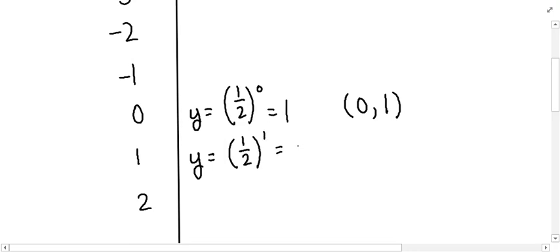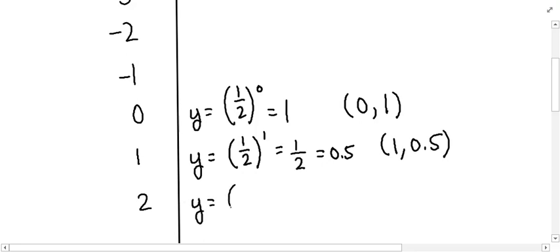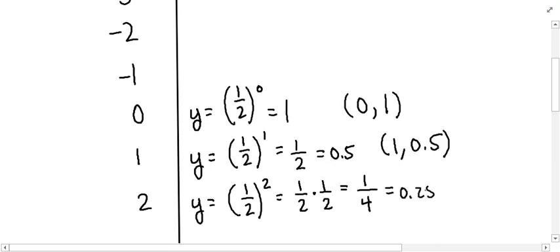So you're multiplying 1/2 by itself one time, so you're just going to get 1/2 or 0.5. So if x is 1, the y value is 0.5. Okay, and then we're going to plug in 2 for x, so we're going to get y is equal to 1/2 squared. So that means you're multiplying 1/2 by itself. Okay, so to multiply fractions, you multiply across the top and you multiply across the bottom. So 1/2 squared is 0.25 or 1/4. So if x is 2, y is 0.25.